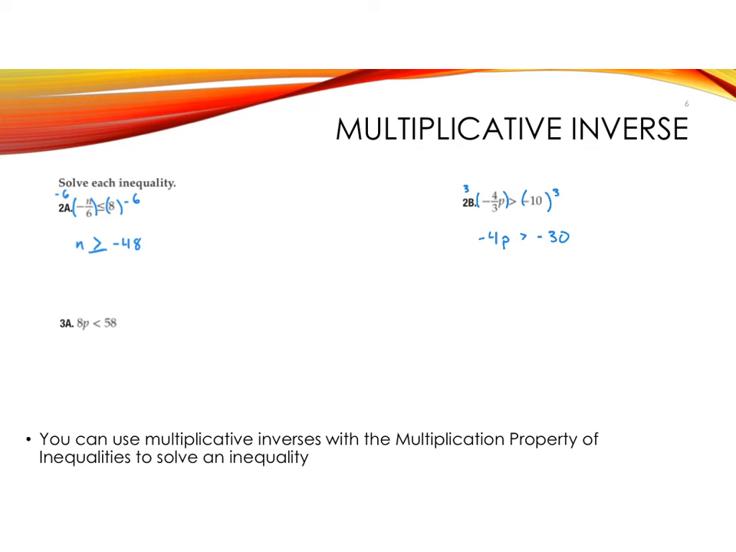Now I'm going to divide both sides by my -4. Since I divided by a negative number, in my next step I have to flip my sign. And I have -30 over 4, +30 over 4, because a negative over a negative is a positive. Now always make sure you simplify your fractions, and p is less than 15 over 2.